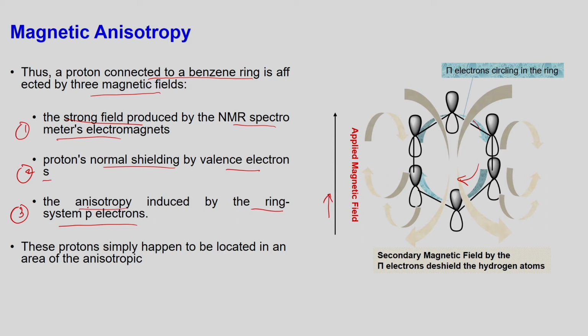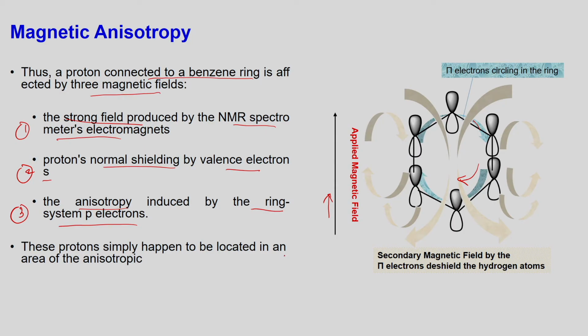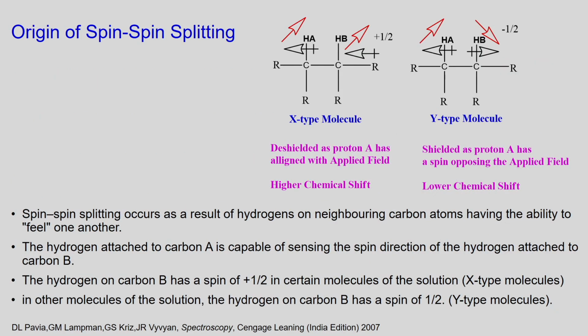What do you mean by anisotropy? Anisotropy means that the magnetic field is not uniform. Since it is not uniform, it will try to make the proton align with the applied magnetic field. What does it mean? When it is aligning with the magnetic field, it is trying to deshield the nuclei which are present in the pi ring. That is the reason why these protons happen to be located in an area of the anisotropic field. Now, this is a very important concept, and you should understand what spin-spin splitting is.